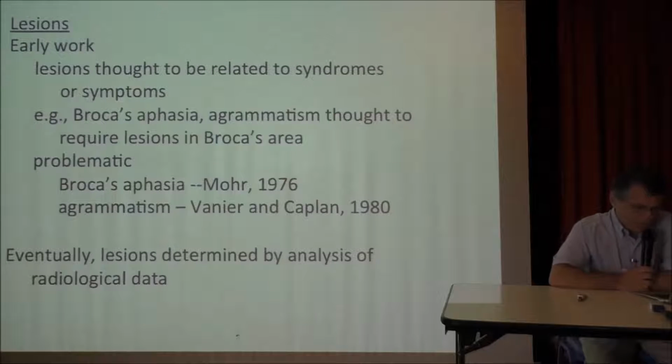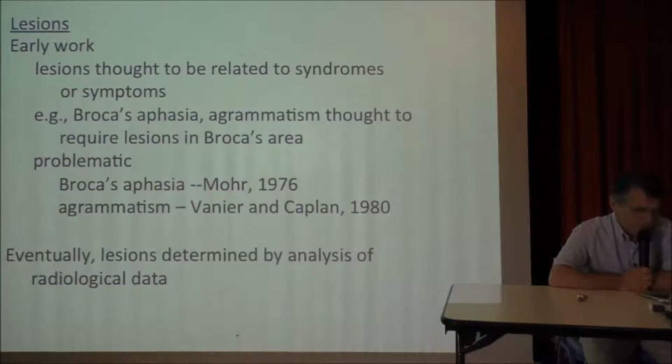In this early work, the very early work, there were really no images of the brain, or perhaps a single slice through a CT scan. And lesions were thought to be related to syndromes like Broca's aphasia, and agrammatism were thought to require lesions in Broca's area. This turned out to be problematic. J. Moore in '76 showed that permanent Broca's aphasia required lesions that extended well beyond Broca's area.